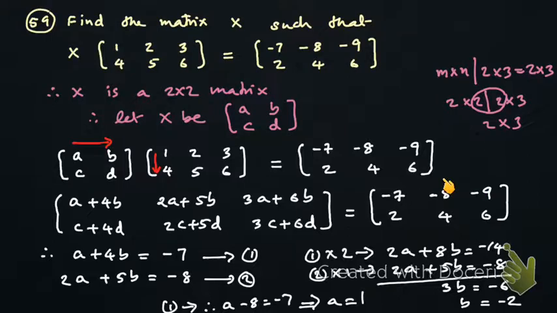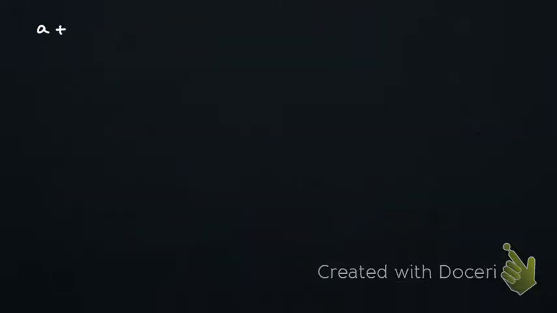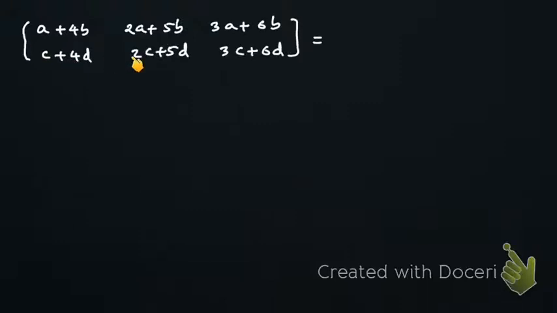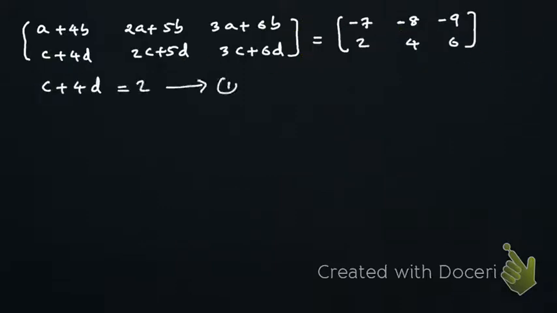What I'm going to do is copy this equation onto the other side one more time, and then I'll make another pair of simultaneous equations in terms of C and D. So this is my original equation after multiplication. I'm going to make a pair of simultaneous equations which are in terms of C and D. So C plus 4D, that's the second row first column element from the left side, is equal to the second row first column element from the right side. Corresponding elements, C plus 4D is equal to 2 and 2C plus 5D is equal to 4.